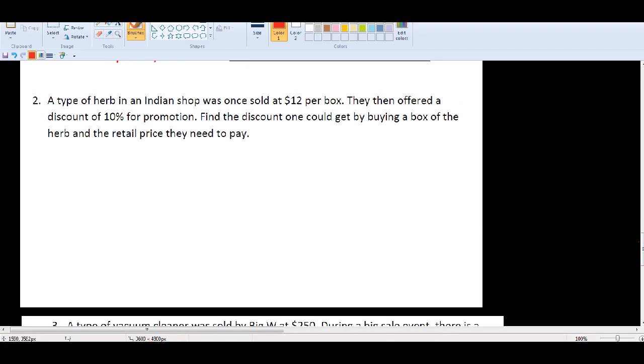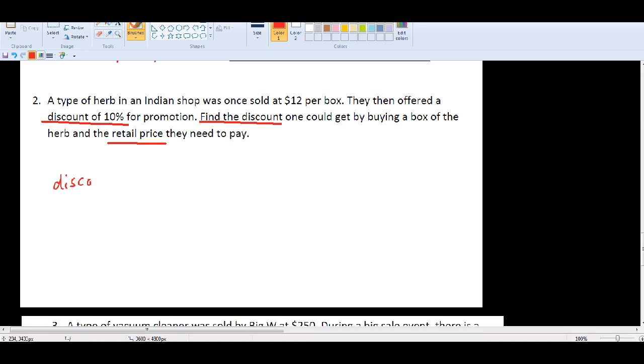Okay, let's see another question. A type of herb in an Indian shop was once sold at $12 per box. He then offered a discount of 10% for promotion. You need to find the discount one could get by buying a box of the herb, and the retail price they need to pay.